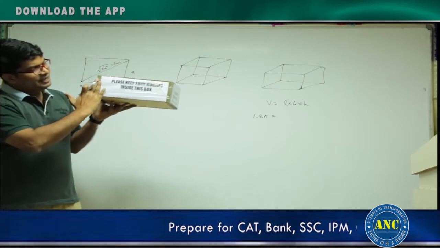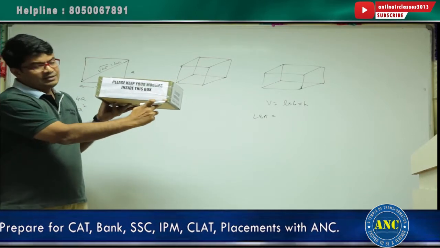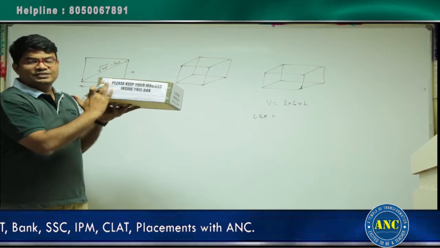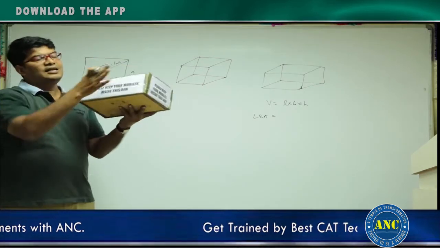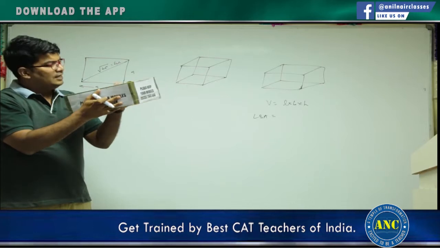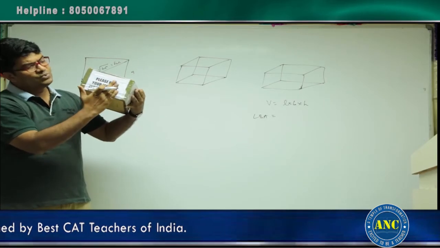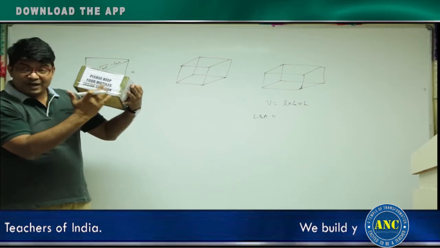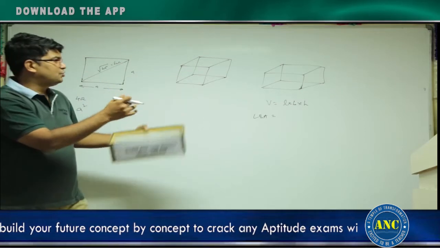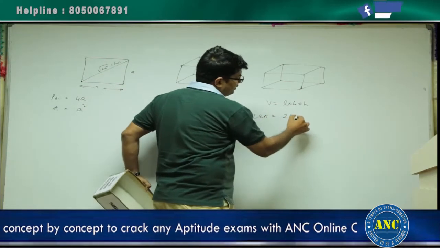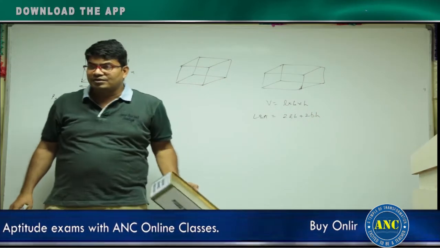Now tell me, what is the area of this space? What is this? So this is length into height. Therefore behind it also length into height. So basically length into height, two lengths into heights. What about this one? This is breadth into height. So BH. So basically 2LH plus 2BH. That is lateral surface area.